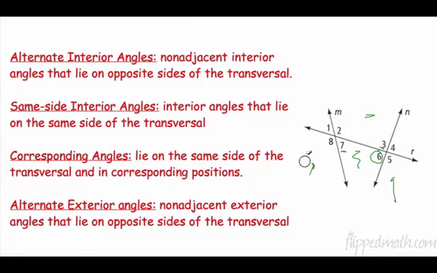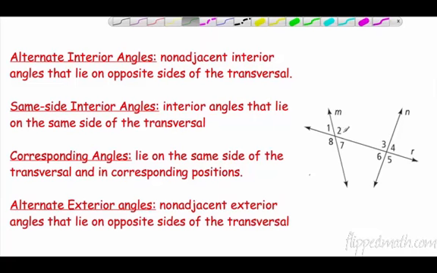Okay? All right, next one, same side interior angles. These are interior angles that lie on the same side of the transversal. So down here, 2 is on the same side as 3. Here again, here's our transversal. 2 and 3 are on the same side of that transversal. Don't get confused and think N or M is our transversal. R is our transversal, because it cuts through 2 other lines. All right? So 2 and 3 are same side interior angles. So are 7 and 6.